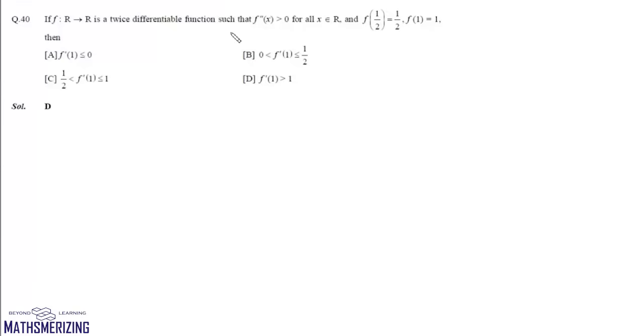Now here the question is, let f be a twice differentiable function such that f double dash x is greater than 0, f(1/2) is equal to 1/2 and f(1) equals 1. Then which of the following is correct?